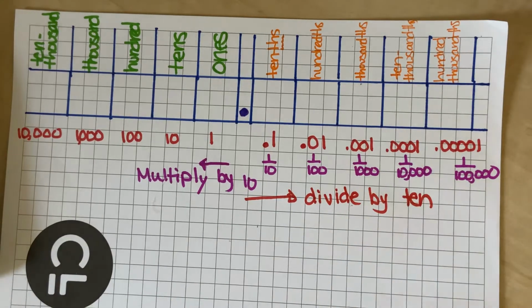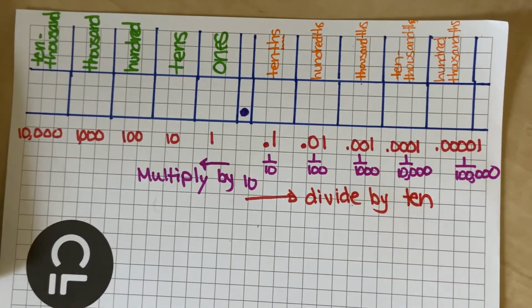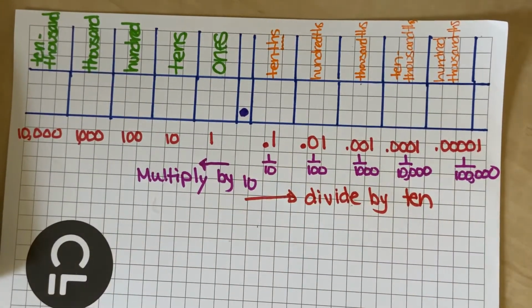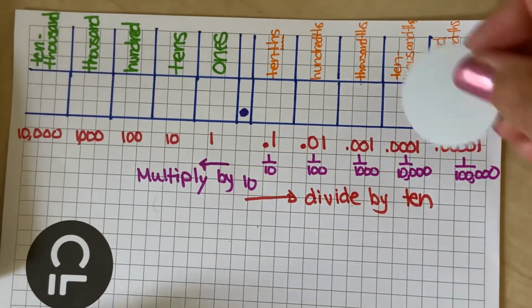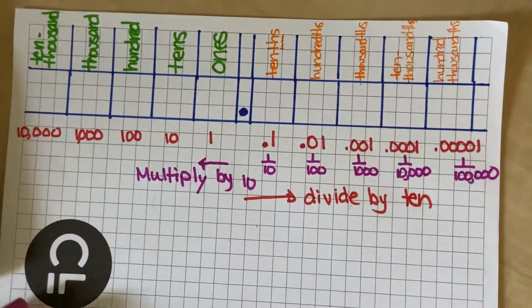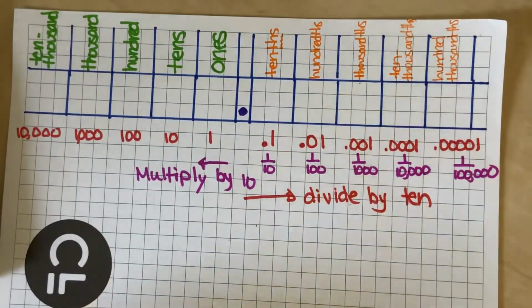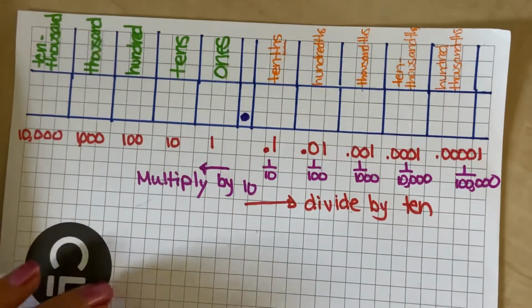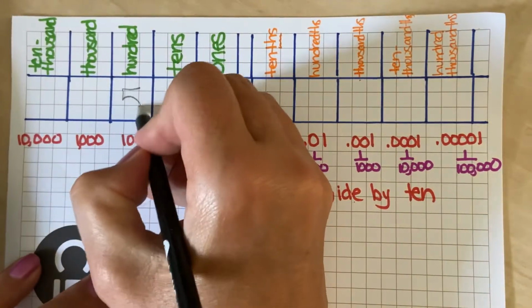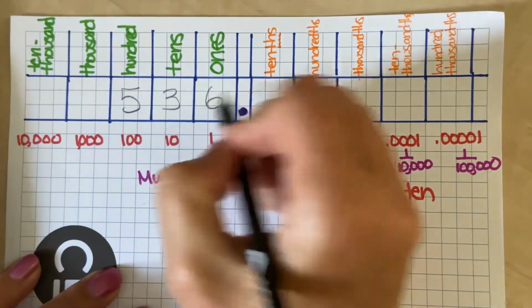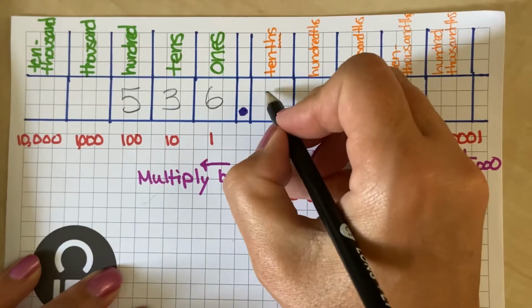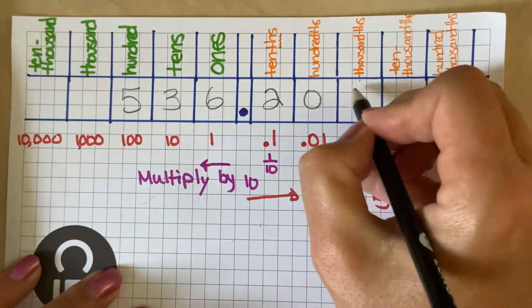Now, there's a couple other things that we have to talk about. Now, if I put a number in, okay? Let's say we put a number in. I'll just do it in pencil because that way I can erase it. Let's say I've got 536.207, okay?